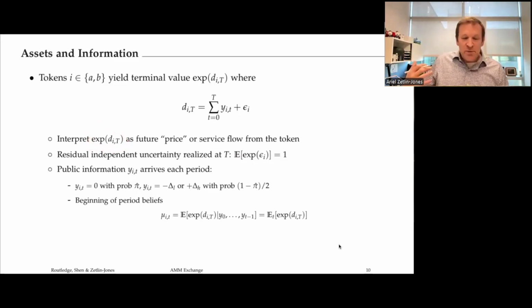Again, Alice, as the market maker, is going to start the period with some beliefs about this terminal value. I'm going to call that mu-IT. It's her expectation of this terminal value given her information up until time t minus 1.